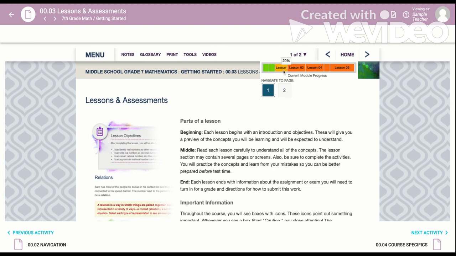Okay, up here, you can see we are making our way through. We didn't quite finish the last lesson. We are on lesson 3, so you can kind of tell we did finish these. That's why they are green. And then it's showing that we're about 20% done with the module.